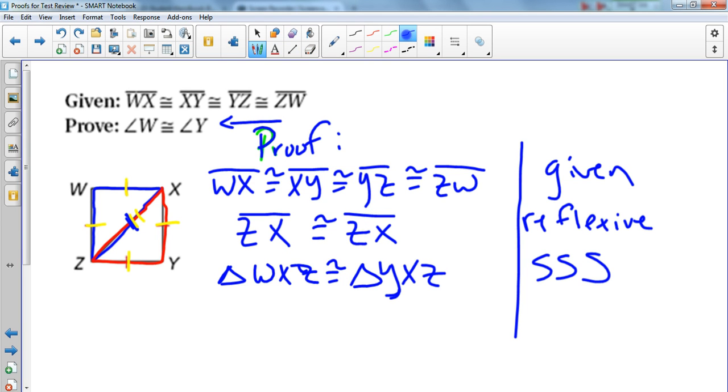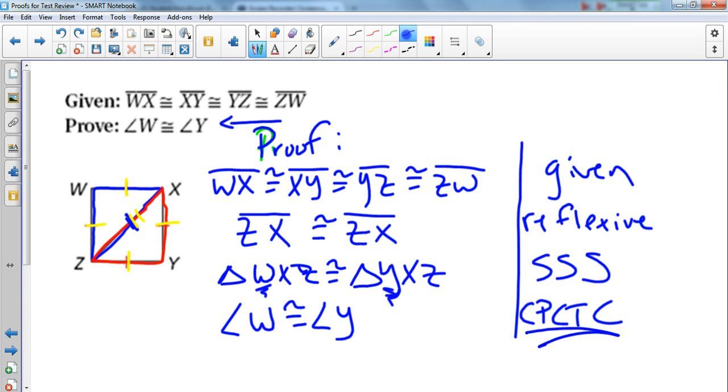And now that we know that they're congruent, we know that angle W has to be congruent to angle Y. So that's what we wanted to prove. So we're going to say that angle W has to be congruent to angle Y because they're corresponding parts of congruent triangles, so they're congruent. CPCTC. Make sure that you know what CPCTC stands for and how to use it. This logic falls right after we prove triangles are congruent, because once triangles are congruent, then their corresponding parts have to be congruent.